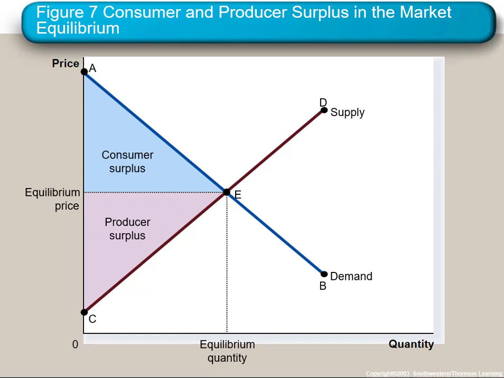So if you add those two together, then you also have total surplus as being the sum of the blue triangle and the pink triangle.